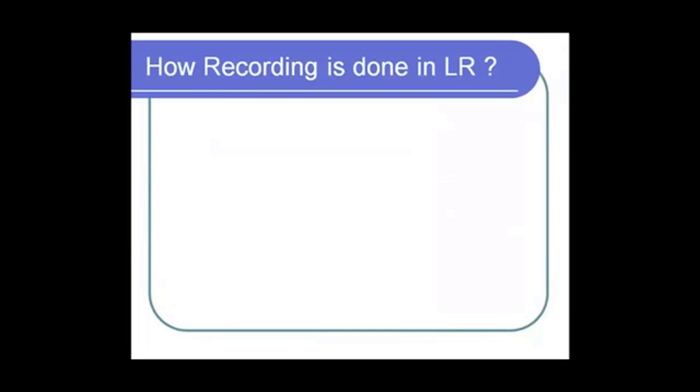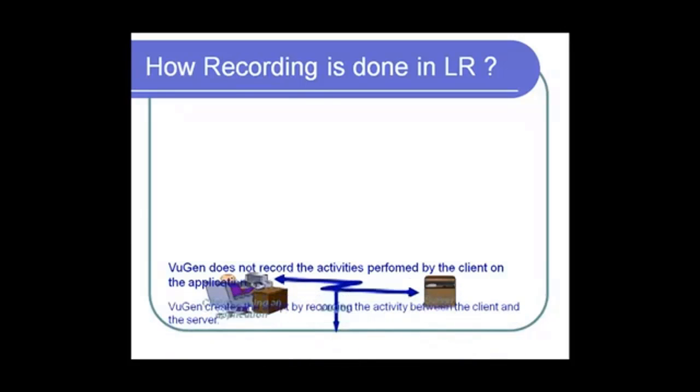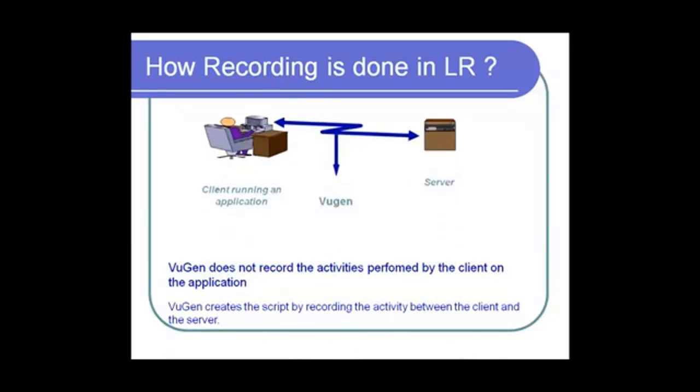How recording is done in LoadRunner. VuGen does not record the activities performed by the client on the application. Instead, VuGen creates a script by recording the activity between the client and the server. To understand the concept better, let's observe and compare how client actions are recorded in QTP, a flagship functional testing tool, and LoadRunner.